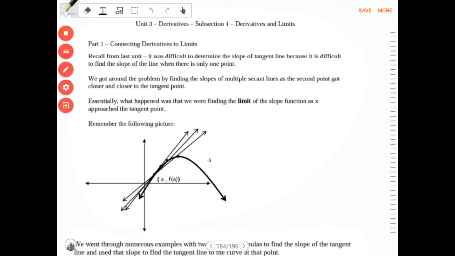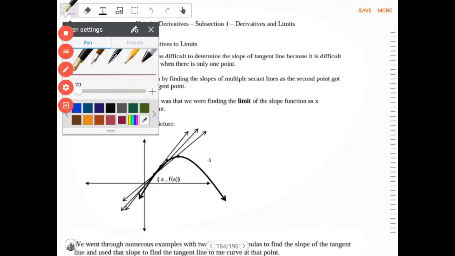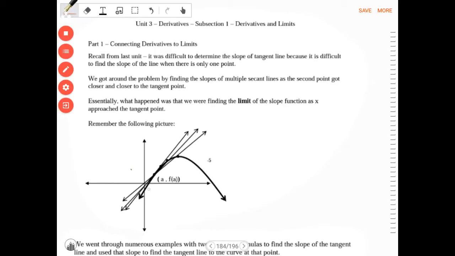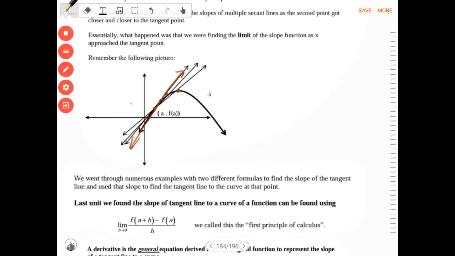We had this little picture, and I'll write in red. What ended up happening is we got that second point, like we started there, went there and there, and got closer and closer, and we found the limit as x approached a, and we got our tangent line. Woohoo!